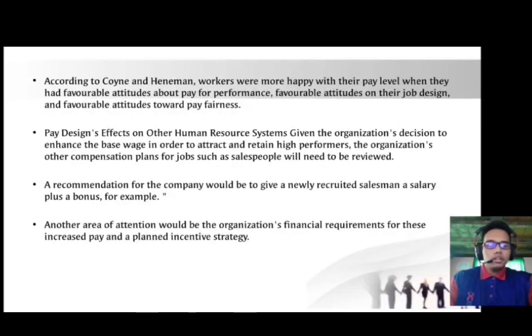Lastly, another area of attention would be the organization's financial requirements for this increased pay and a planned incentive strategy.